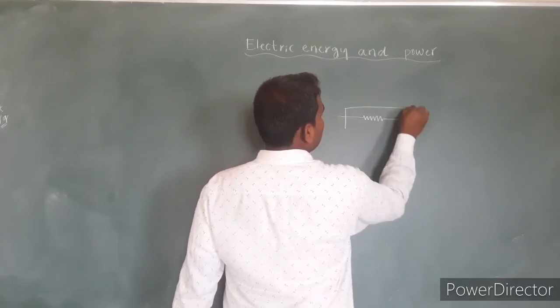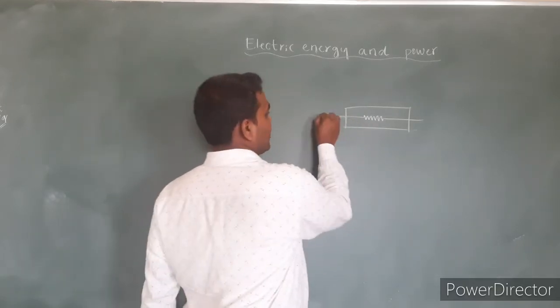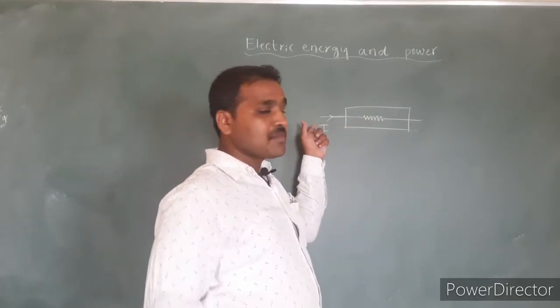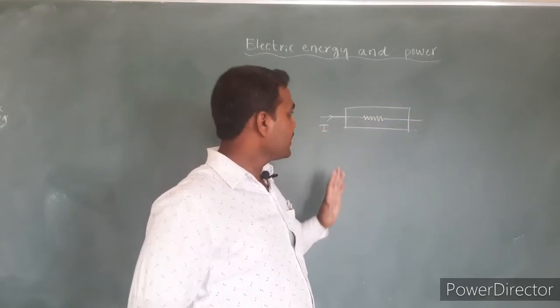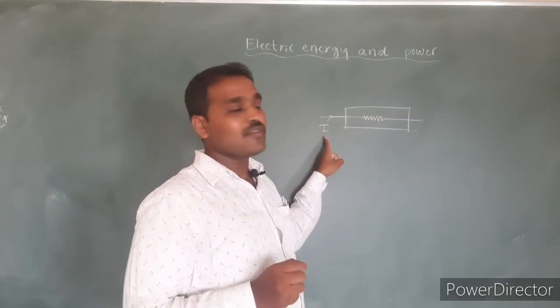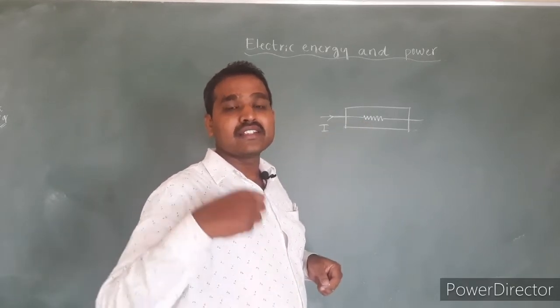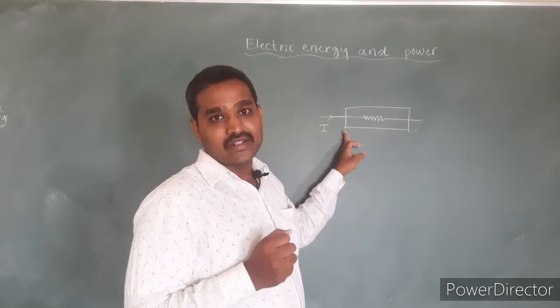Okay, so this can be either a bulb, a heater, or any other electric device. Whenever we are using this electric device, there must be some flow of electric current through it. To maintain the constant flow of this electric current through the device, to extract the desired work, there must be some external energy required.